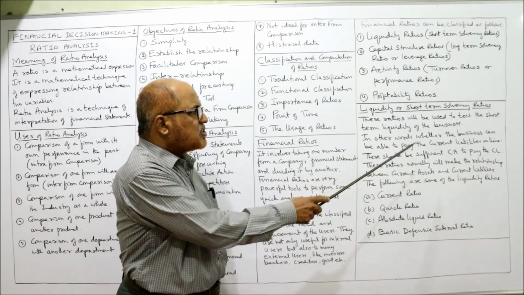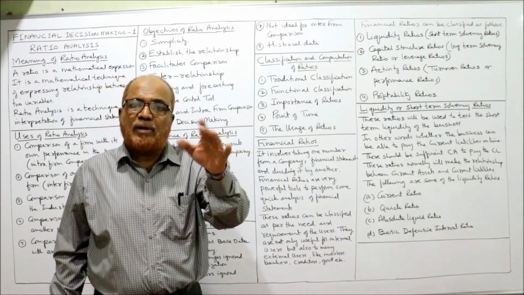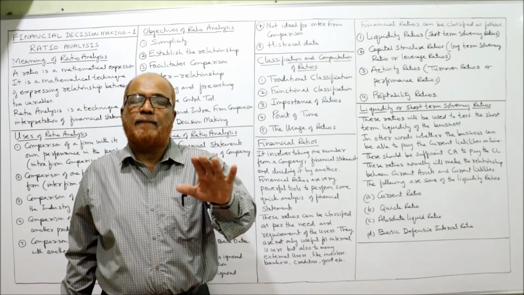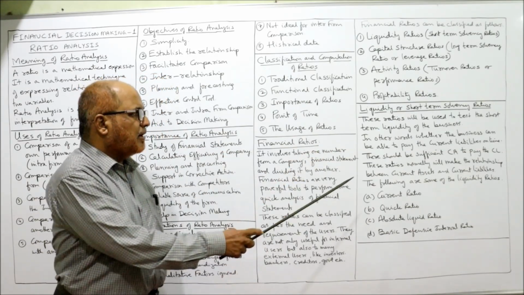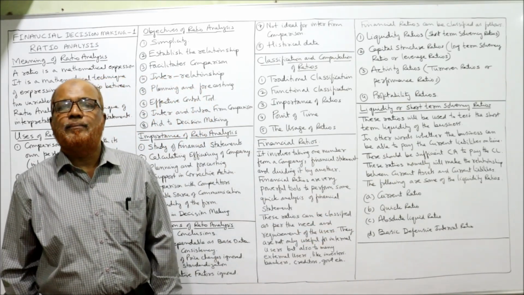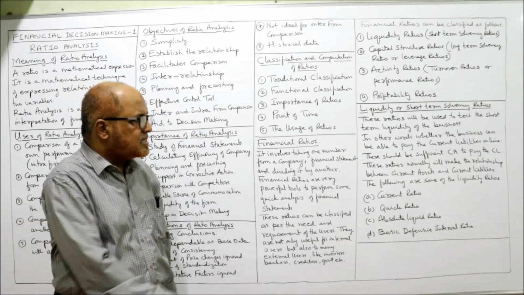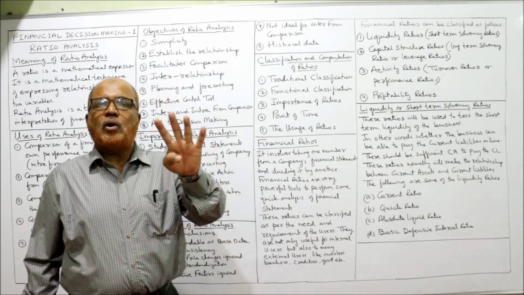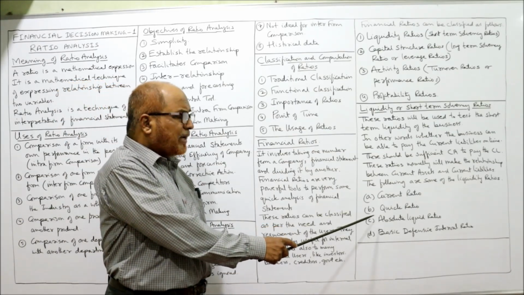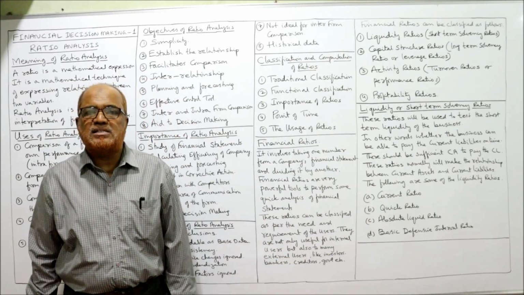And there should be sufficient current assets, because current liabilities should be paid from current assets. So normally sufficient current assets should be there to pay the current liability. These ratios will make the relationship between current assets and current liabilities. The following are the four types of liquidity ratio: current ratio, quick ratio, absolute liquid ratio, and basic defensive interval ratio.